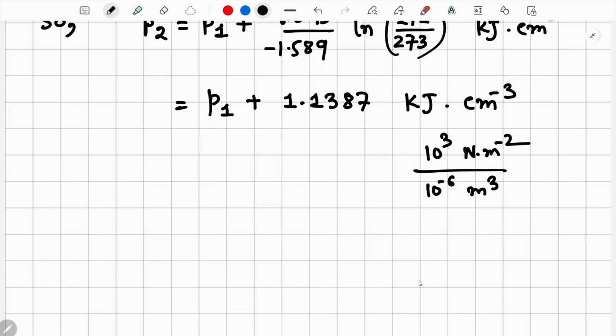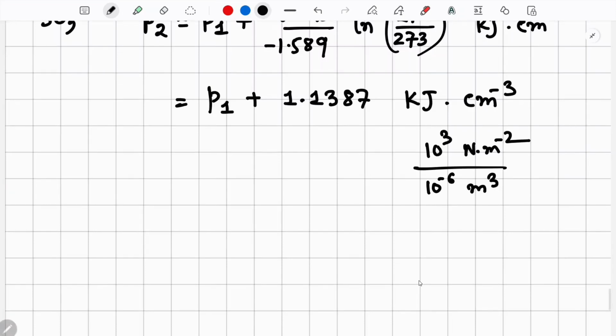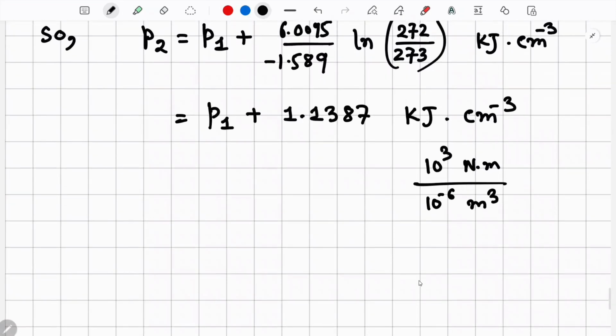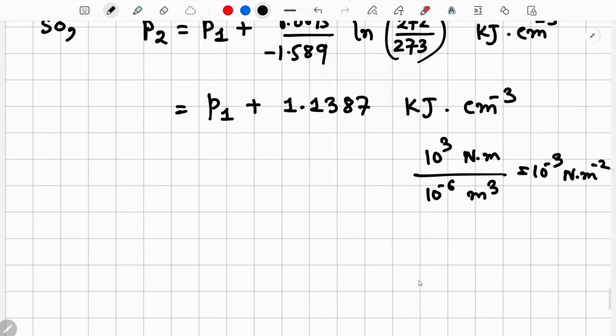So it will be 10 to the power minus 3 Newton. What is joule? Newton into meter. Newton meter, right? Yes. Now it's correct. So it is 10 to the power minus 3 Newton per meter square. Joule, sorry, Newton per meter square is not joule. It is Pascal, right? Yes. Unit of pressure. So it can be written as 10 to the power minus 3 Pascal.